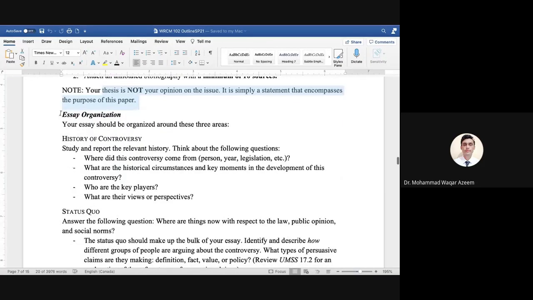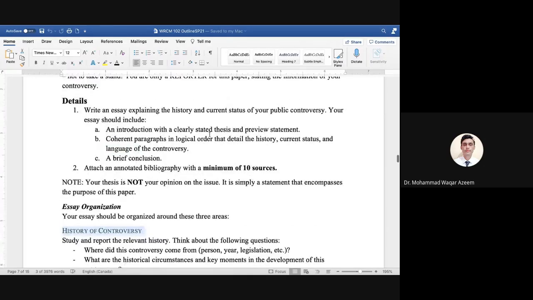Now we move on to the essay organization. So your essay should be organized around these three areas. The first area is history of the controversy. And now I will explain the points which I did not explain over here. History, status, and language of the controversy.